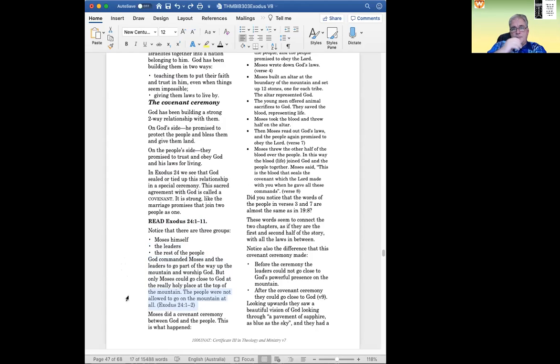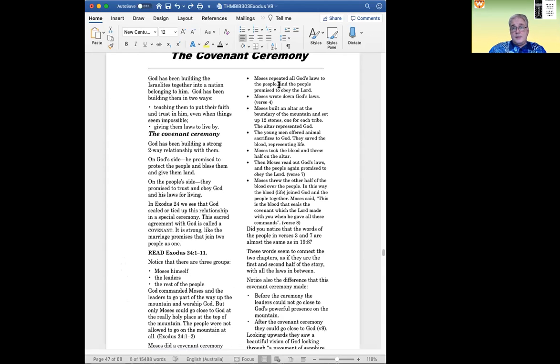So we have this: Moses draws close to God. And Moses did a covenant ceremony between God and the people, and this is what happened. These are the major points. Moses repeated all God's laws to the people, and the people promised to obey God.